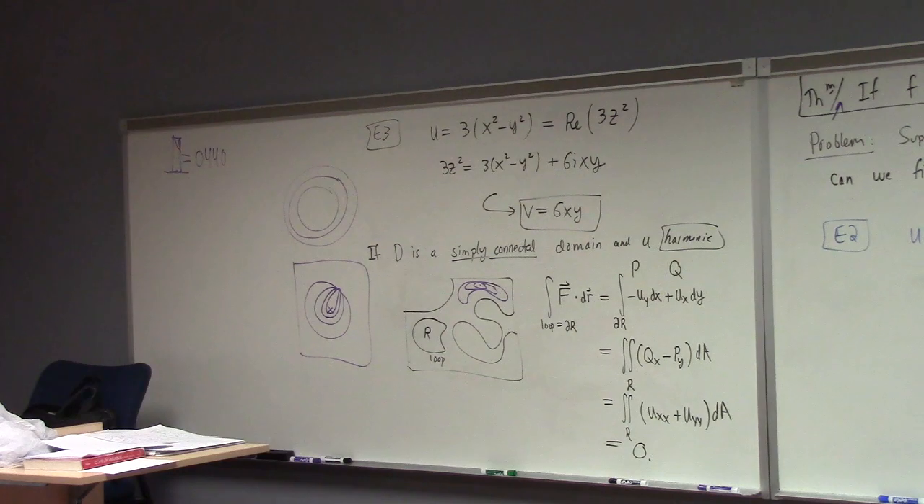So this will not be futile. This will work out for us. In fact, this is harmonic on the whole complex plane. I mean, e to the z is entire. It's a complex differentiable function on all of C. Yes, sir.